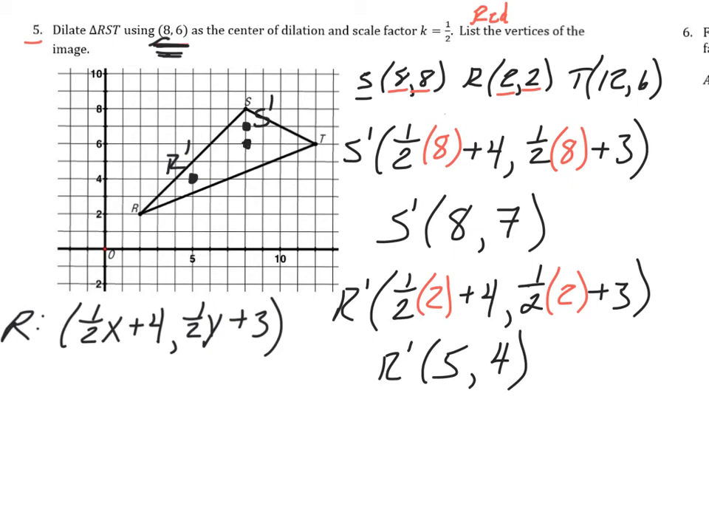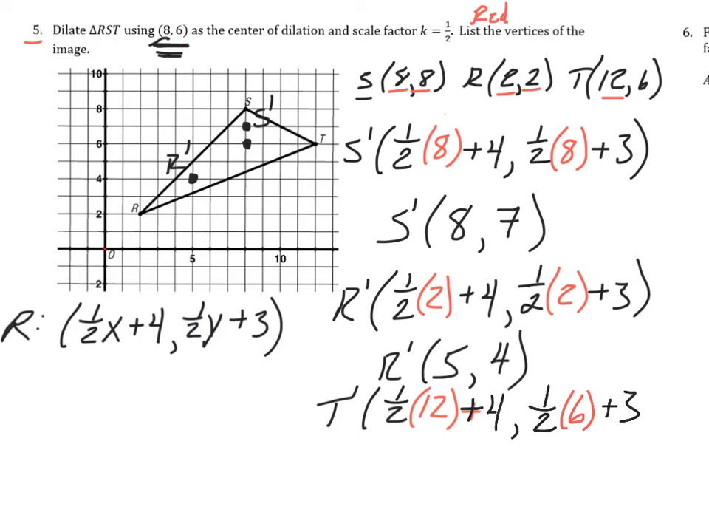Last point I need to figure out is T prime. So it's going to be 1/2 x. For T, my x coordinate is 12, and then plus 4. And then we have 1/2 y. In this case, our y coordinate is 6. And lastly, plus 3. So now I can just simplify this. It looks like we end up with 6 plus 4, which gives me 10, and 3 and 3, which gives me 6. So T prime is going to be at 10, 6.